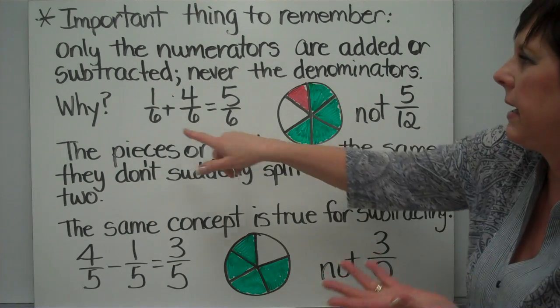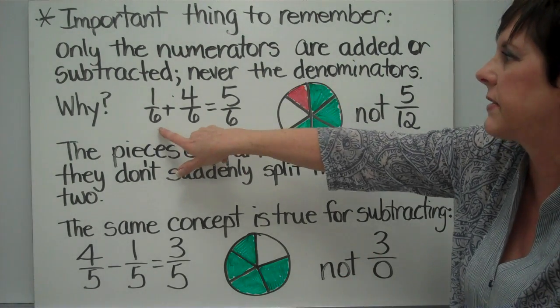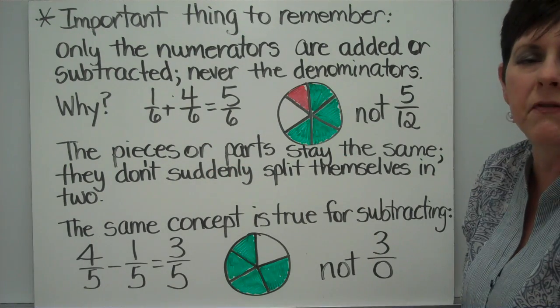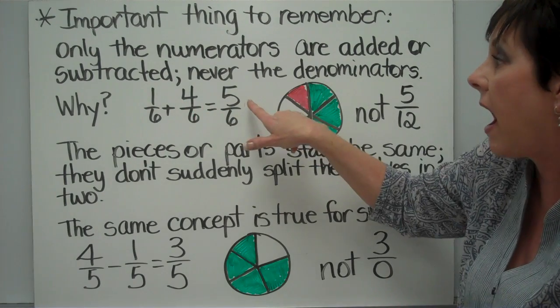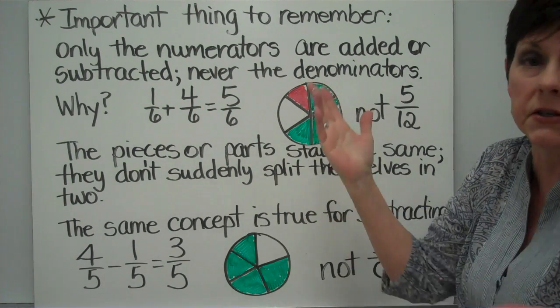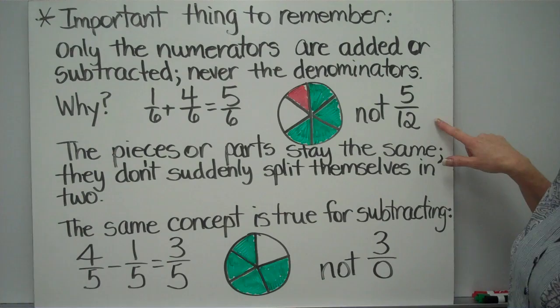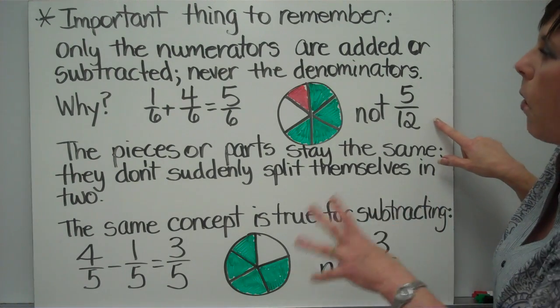Why? I've had students that said 1/6 plus 4/6, that must be 5/12. And they say 1 plus 4 is 5, and 6 plus 6 is 12. But it's not 5/12. I'll give you an example why.